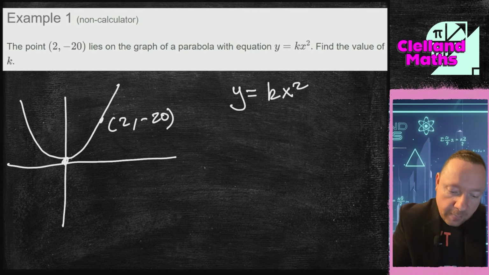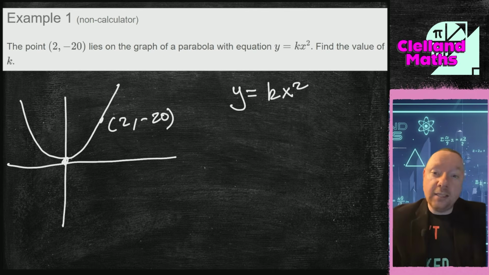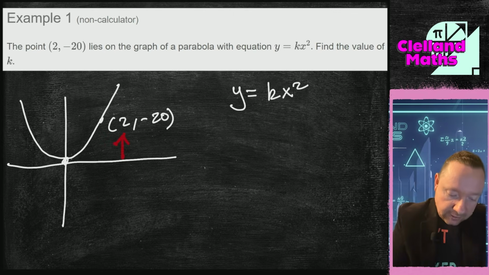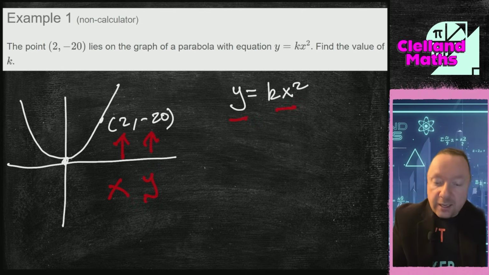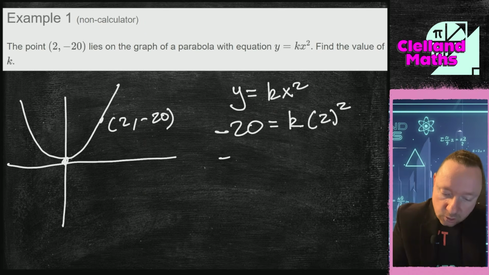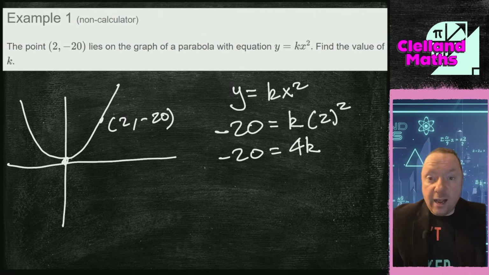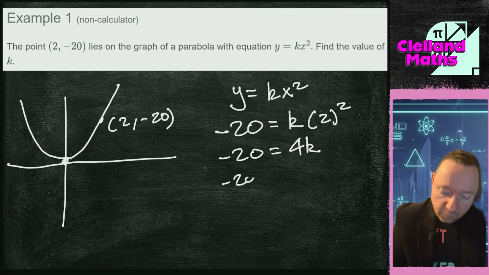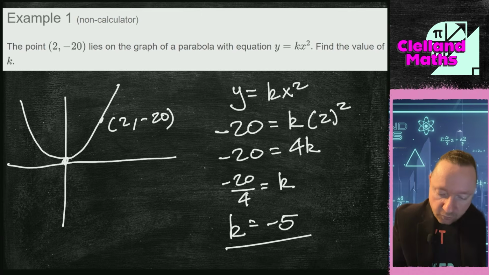This applies to all maths. If you've got a coordinate, you've always got an x and you've always got a y. The first one's x, the second one's y. So our formula's got an x and a y in it. We just substitute in the x and the y, and whatever we've got left over is going to be k. So our y is -20 equals k is still hanging out and our x is 2 squared. So -20 equals 2 squared is 4, 4k. Solve that, divide by 4. -20 over 4 then must equal k. So k is -5 because 4 fives are 20.